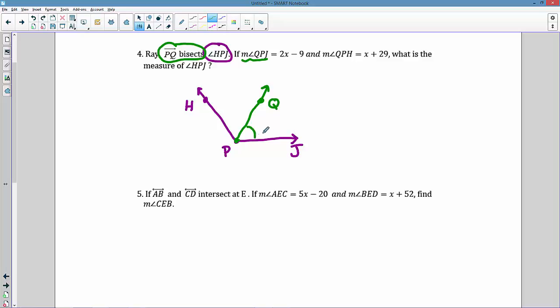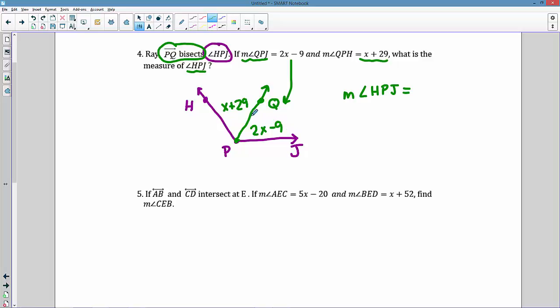QPJ is the angle right in there, so that's going to equal 2x minus 9. And angle QPH is x plus 29. And they want to find, that's very important here, don't forget this, the measure, which we're supposed to write like this, measure of angle HPJ. HPJ is the big purple angle, not the two little baby green angles, so it's the big purple angle.